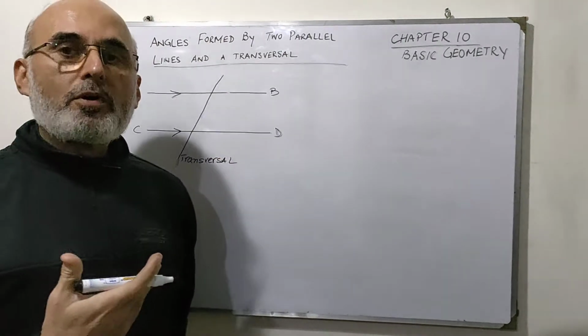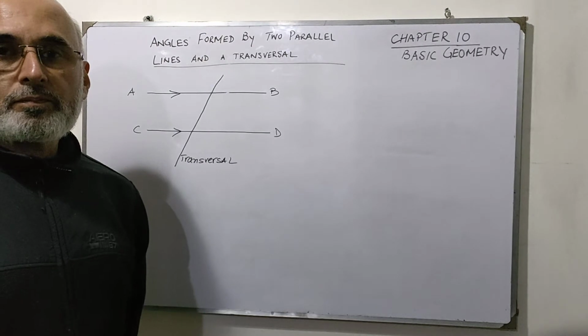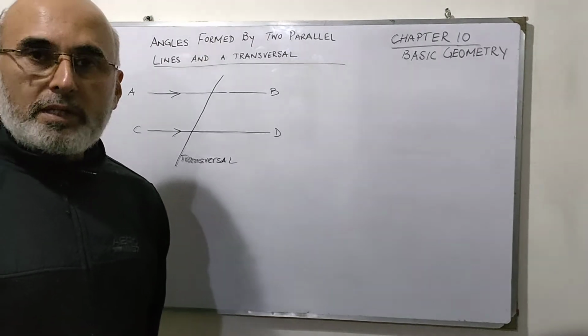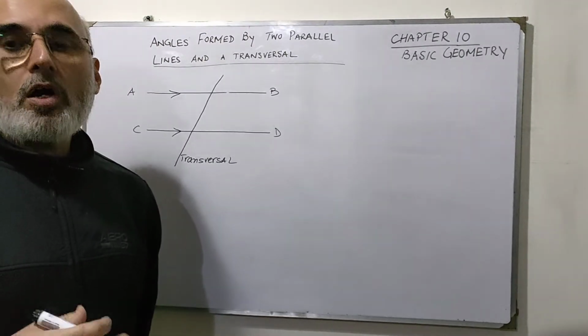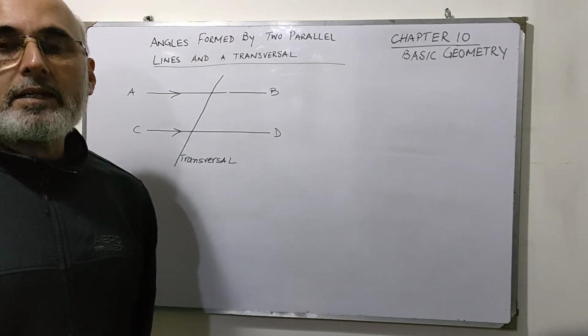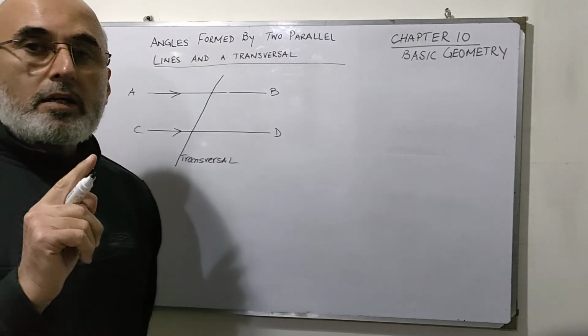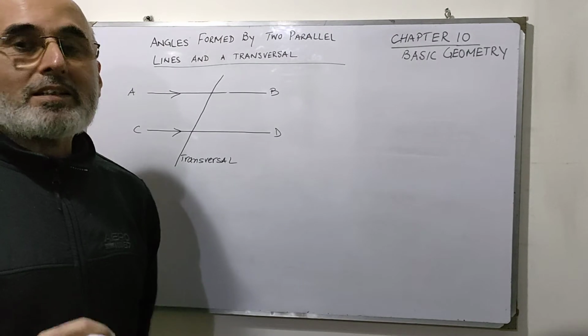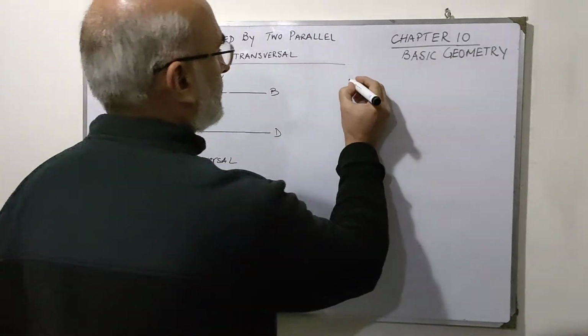there are certain types of angles formed. The angles formed are corresponding angles, alternate opposite angles, and interior angles. Initially, we'll discuss the corresponding angles.